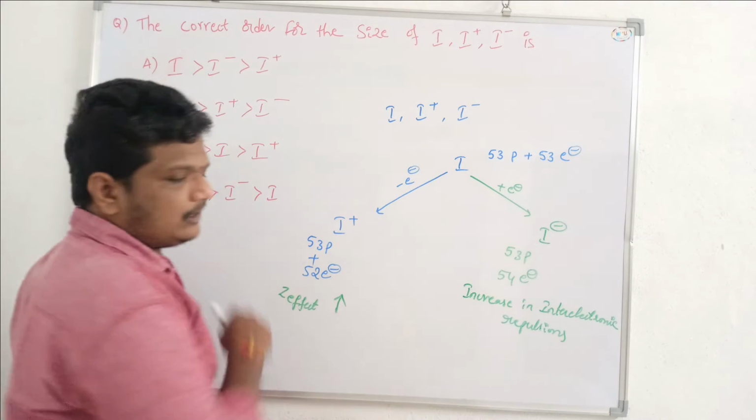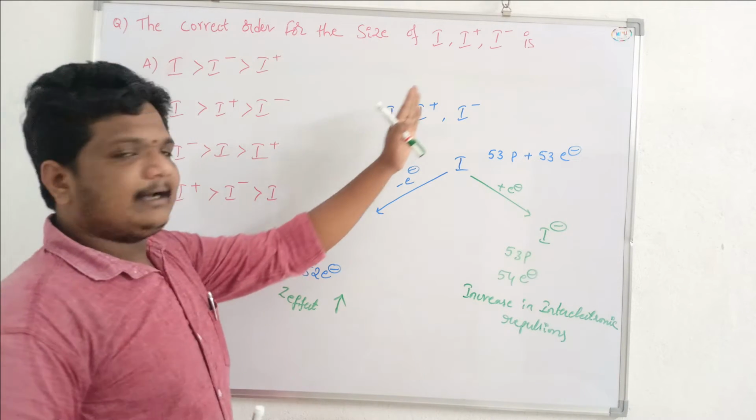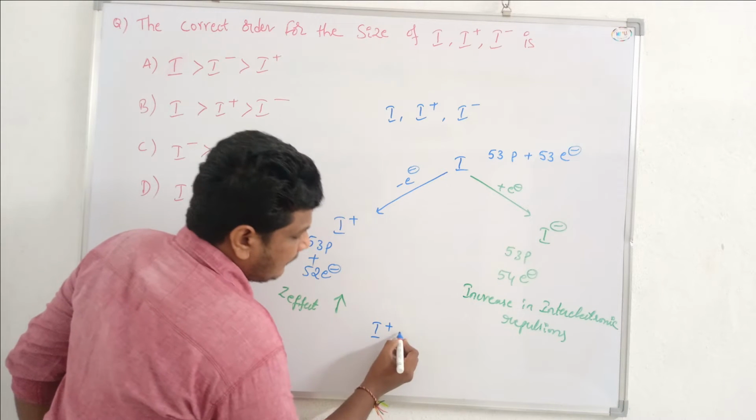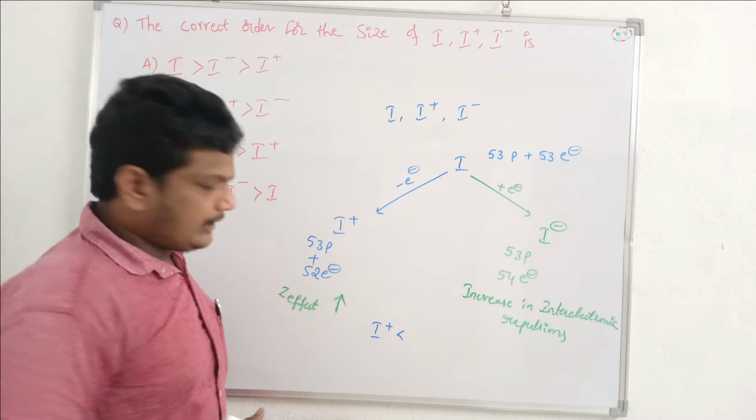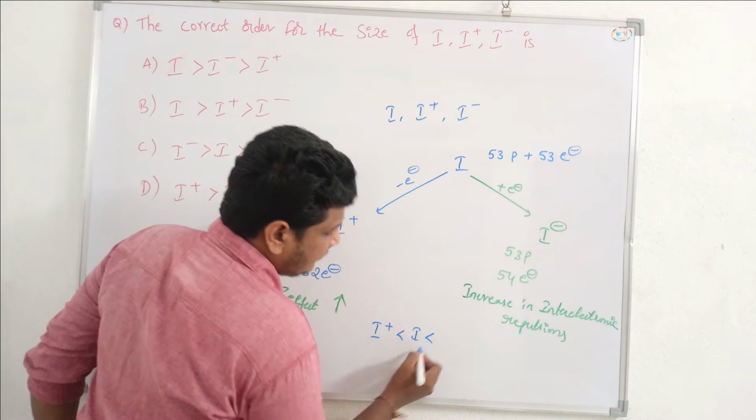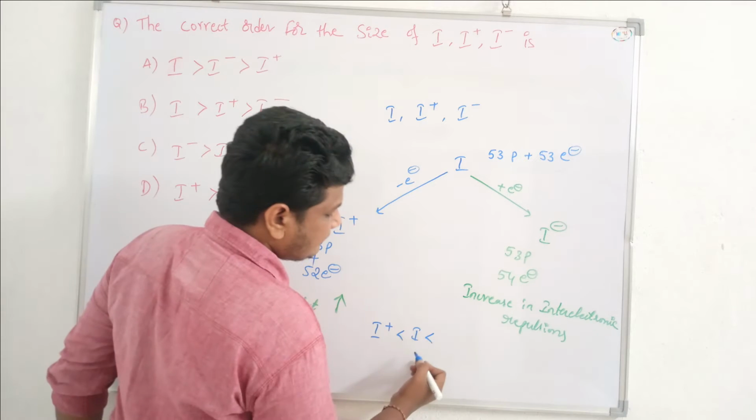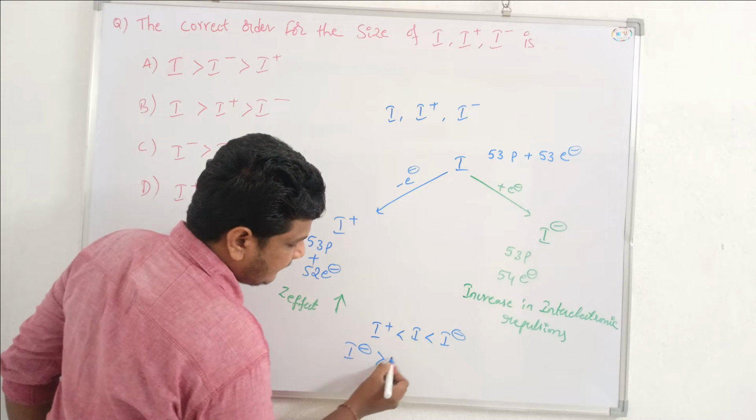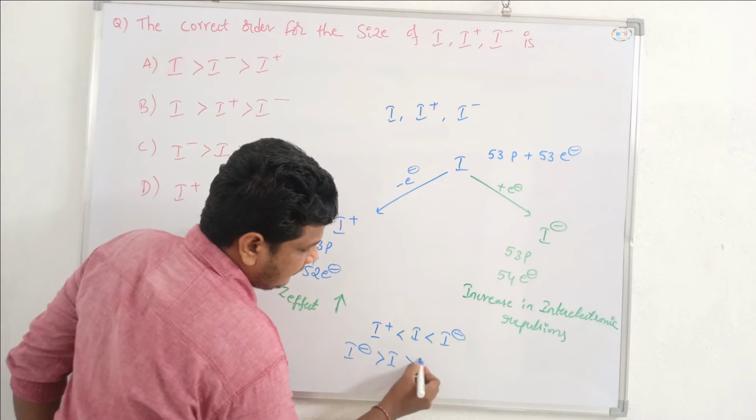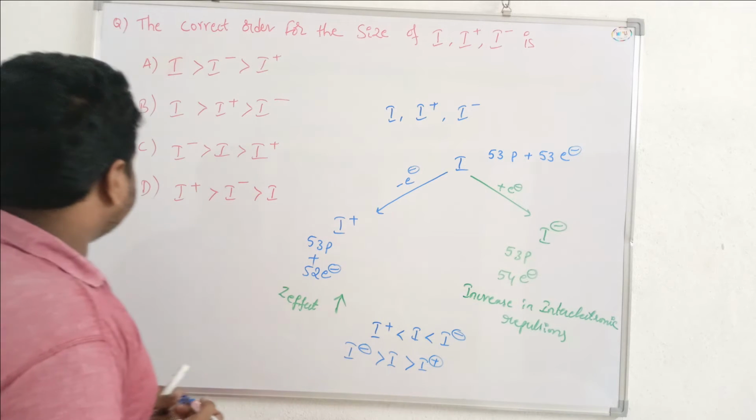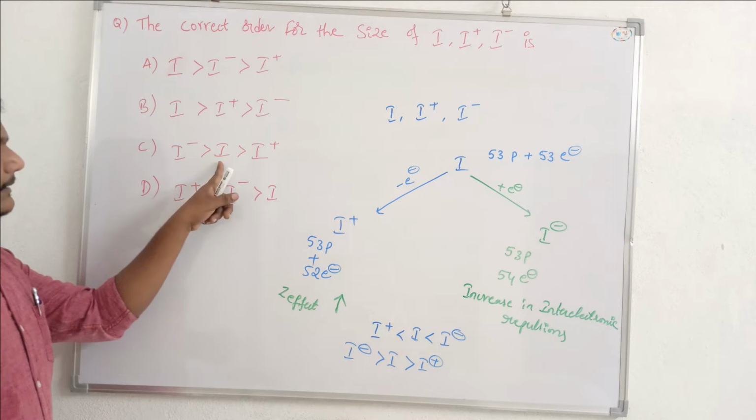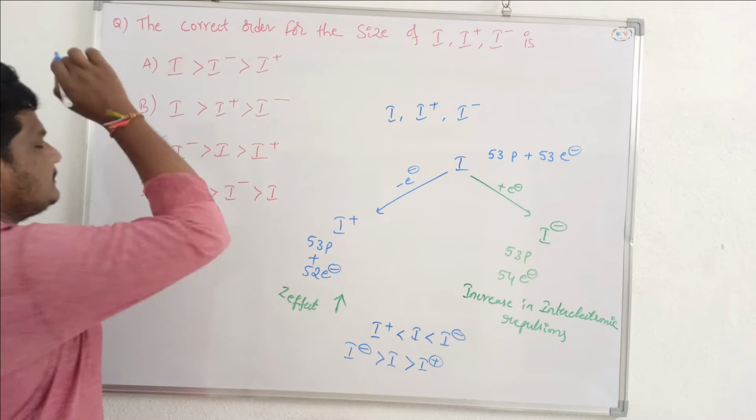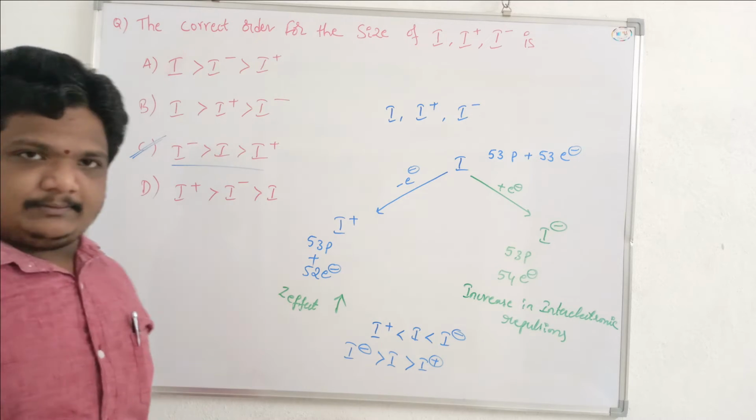So the correct order of the sizes of I, I+ and I-: I+ will have a lesser size when compared to iodine, and iodine will have a lesser size when compared to I-. So the correct order is I- is greater than I is greater than I+. So the correct option is C.